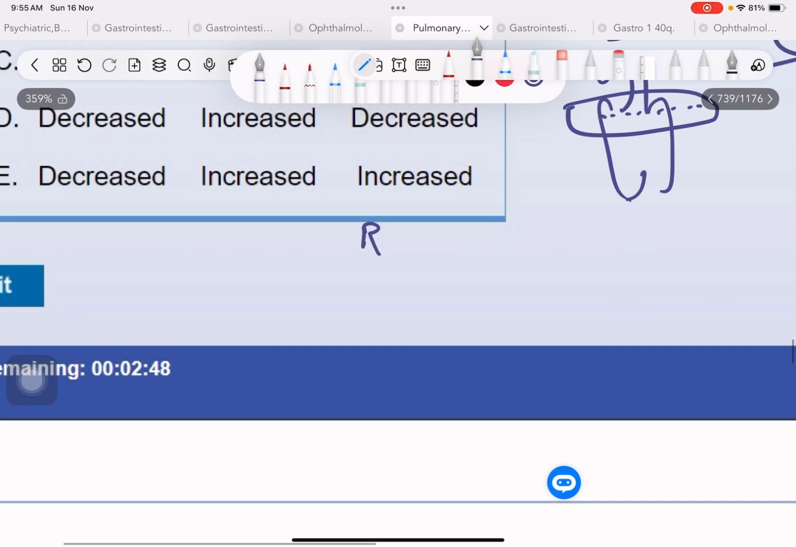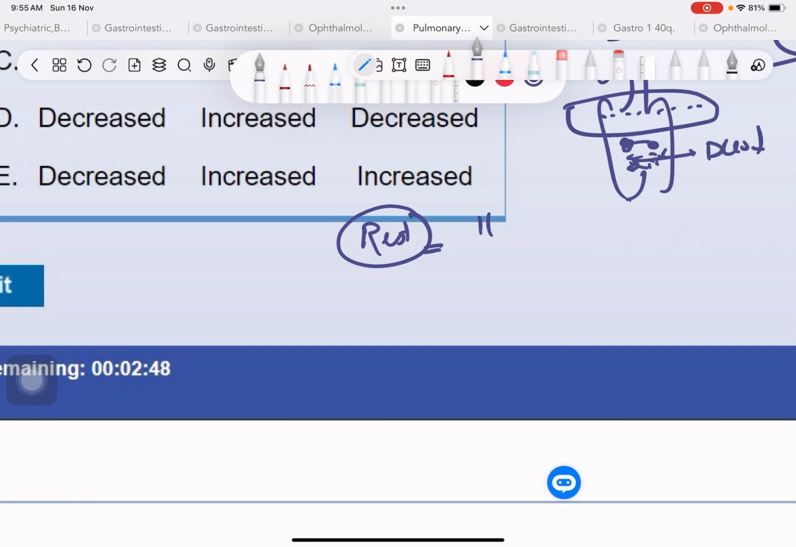Sarcoidosis is a restrictive disease. That means the granulomas are going to give a stiffness to the lungs. So you have a decrease in DLCO.